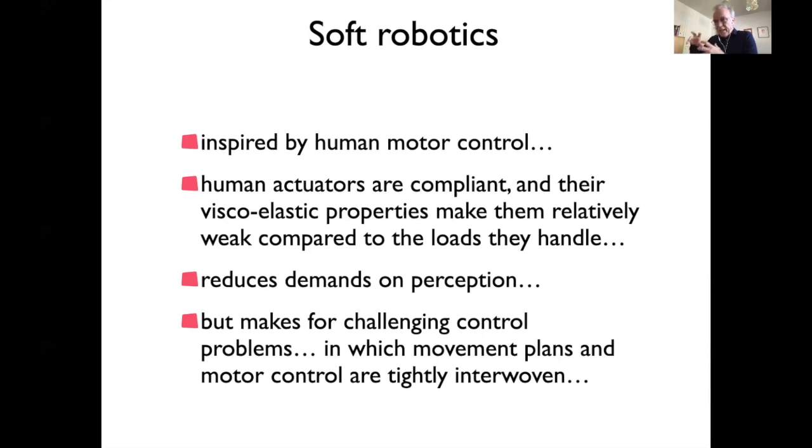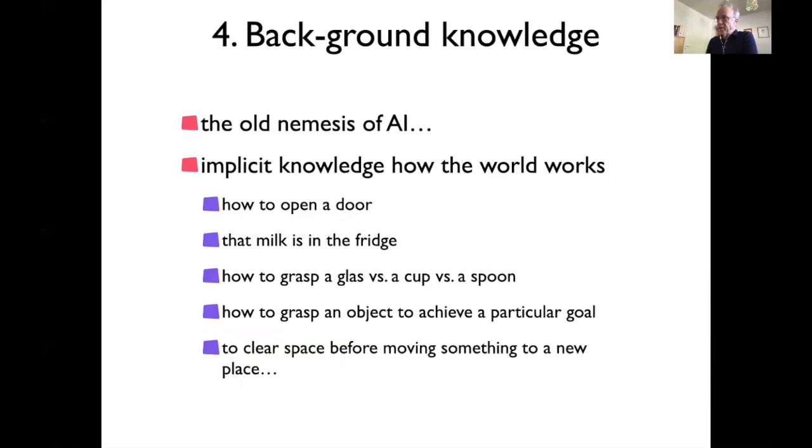And that's based on the plans and the control being much more tightly interwoven and more interdependent. So that's a very big area of research. Final topic, background knowledge. This is actually the old nemesis of AI.